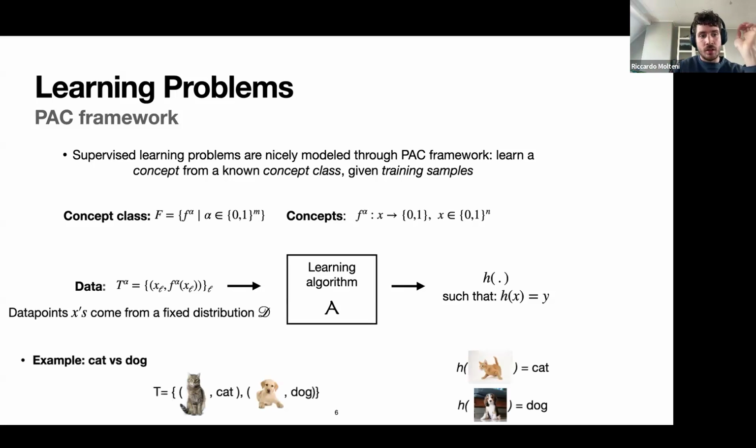Just to give you a simple example, suppose that the concept that we are trying to learn is a function which labels cats and dogs, right? In this case, training data will be sample images of cats with the corresponding label cat and images of dogs with the corresponding label dog. We give this training data to our learning algorithm, and we ask it to output a function H such that on new images of cats and dogs, we label them correctly, basically.